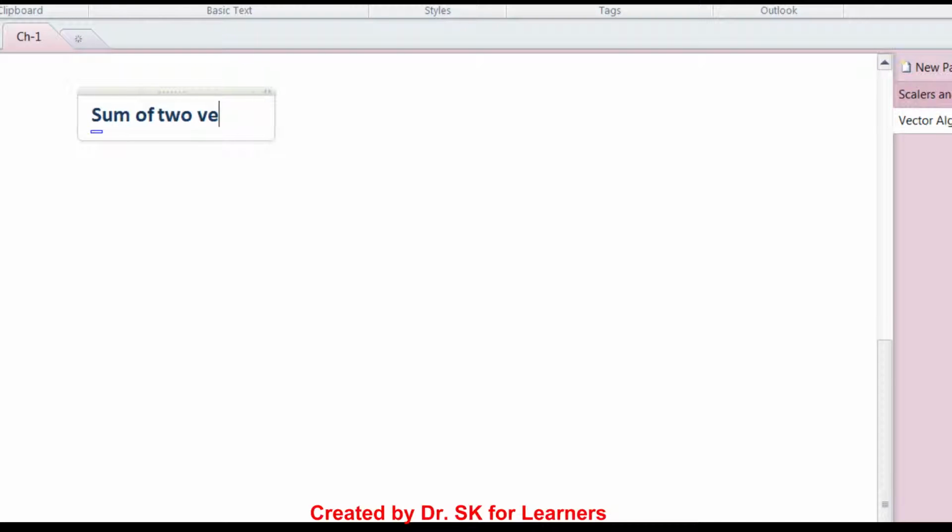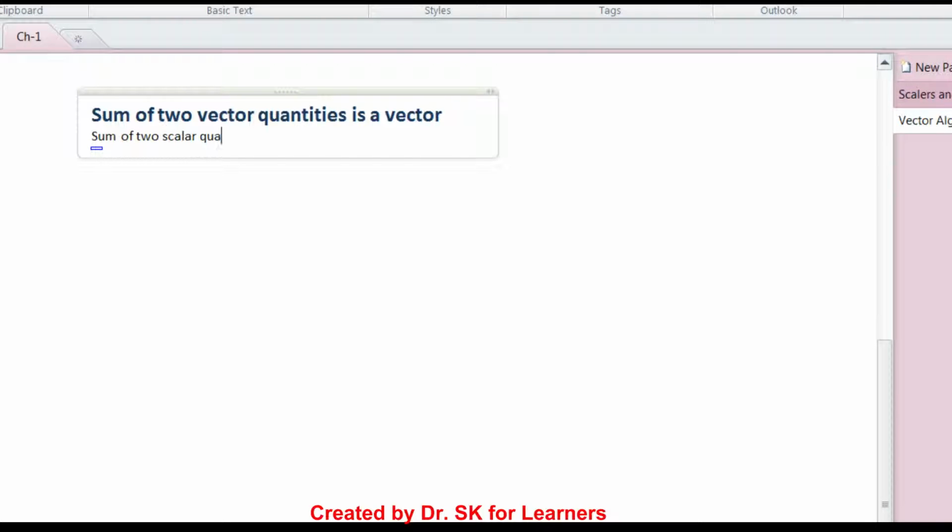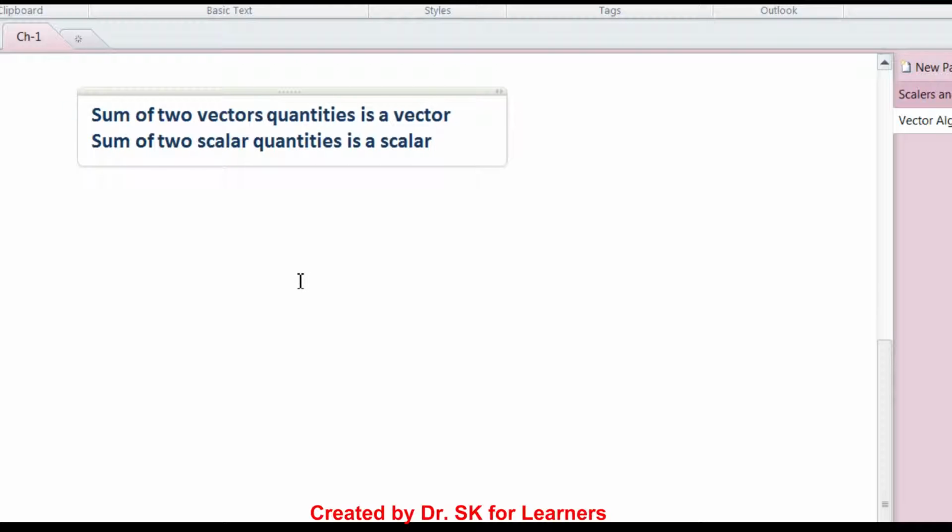Let me write it out here. Sum of two vector quantities is a vector. Sum of two scalar quantities is a scalar, means without direction. So we have seen how it's quite easy, right? Sum of two vectors is a vector and sum of two scalars is a scalar. So it's quite obvious.